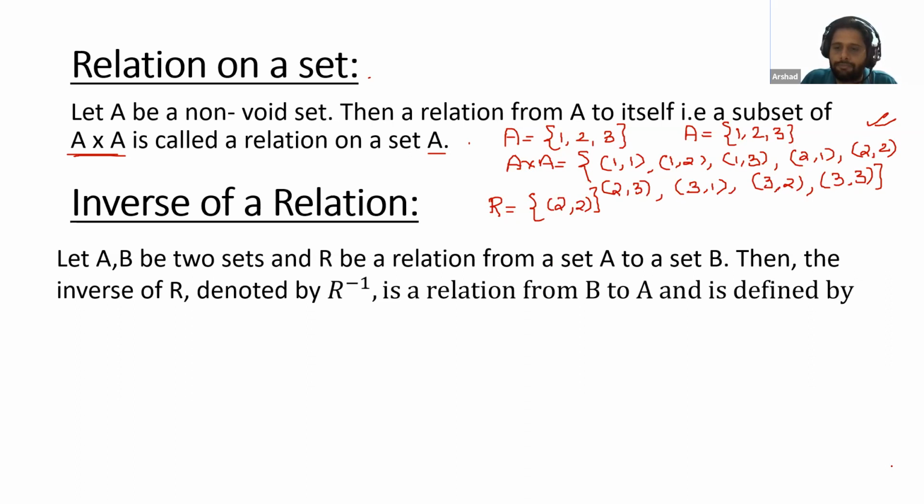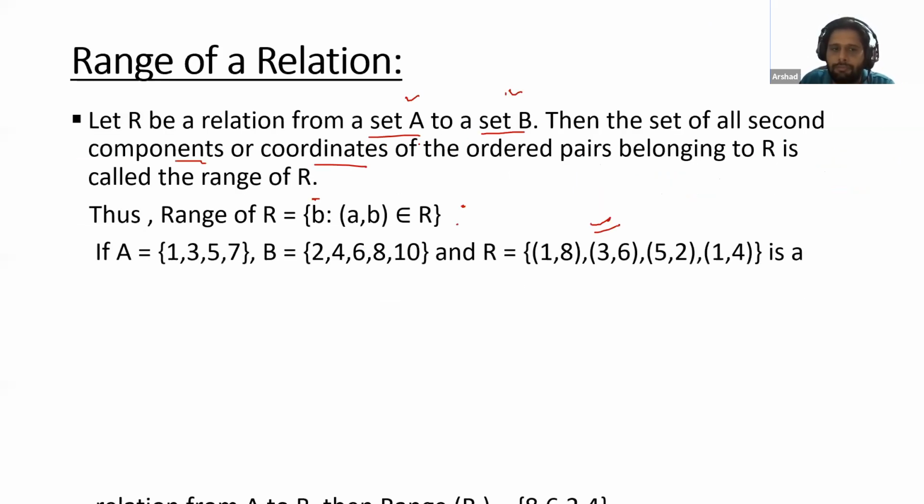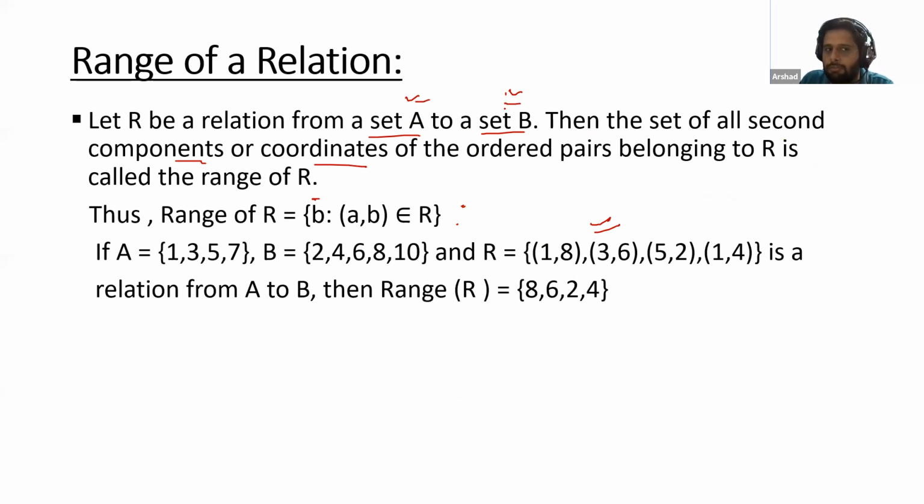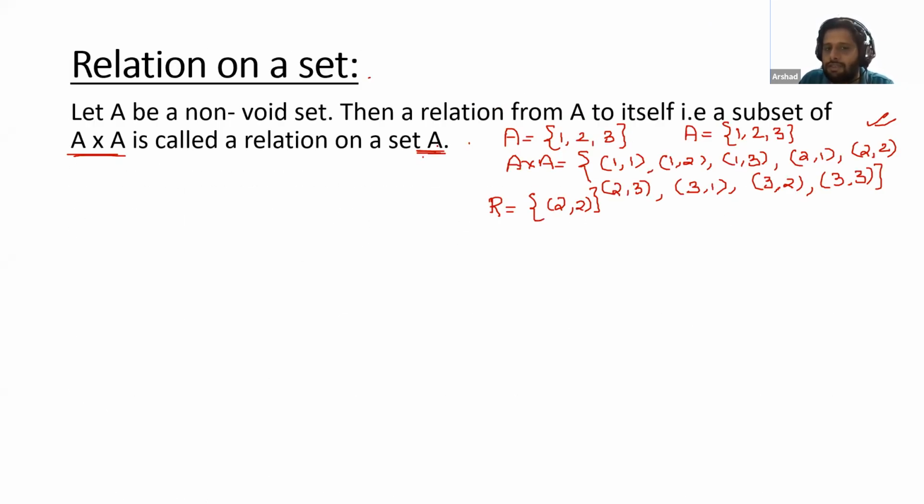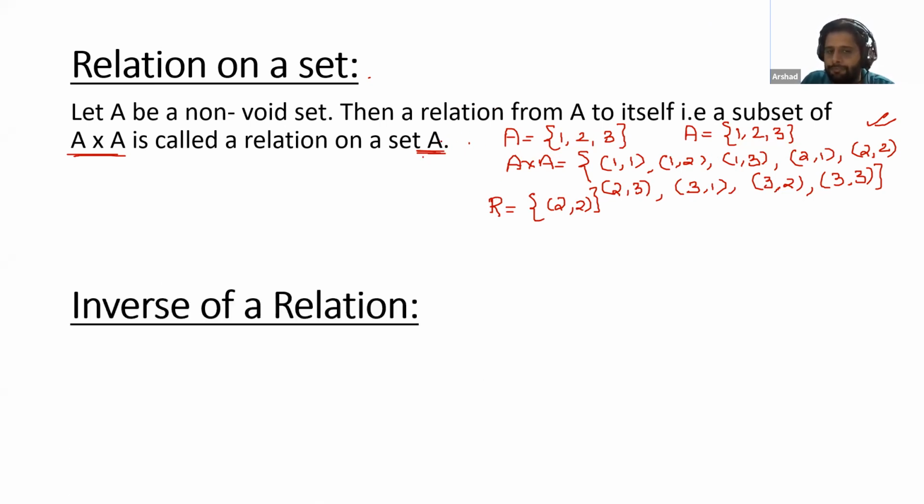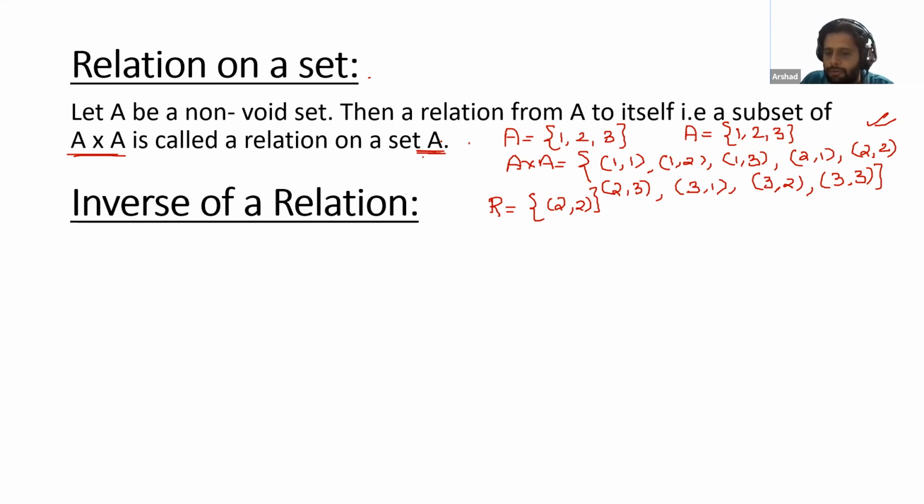Is this clear? We can have any condition, but the thing is we do not have the second set B. In place of B, we will use the same set. If you check our previous relations, we had two sets A and B. But in a relation on a set, we have a single set, so we do not have the second set B. We have only a single set A, and from A only we will find the relation. So we will find the Cartesian product between A and A. Is this clear first? Okay, very good.